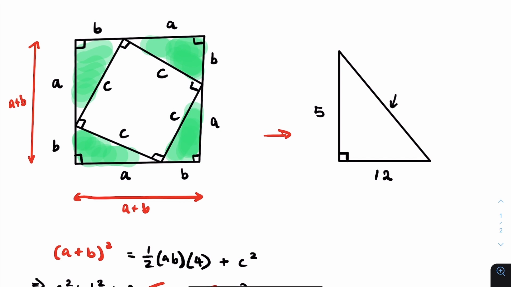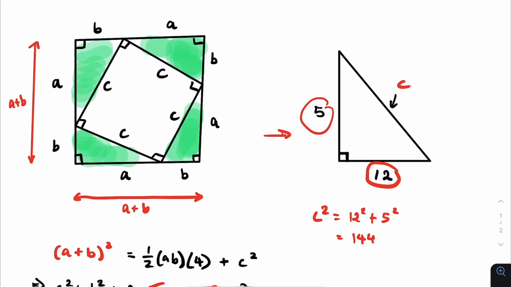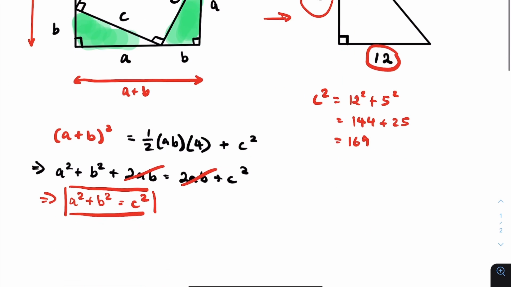So let us say that A is the longer side, let's just say it's 12, and B is the shorter side, which is 5. If we put this in the equation, that means C squared, which we're going to name our hypotenuse, is equal to 12 squared plus 5 squared, which is equal to 144 plus 25, which is equal to 169.